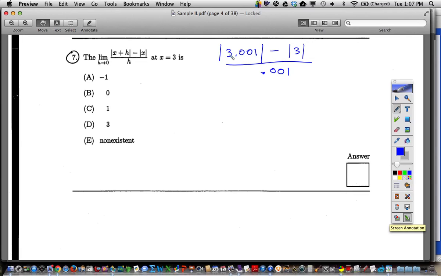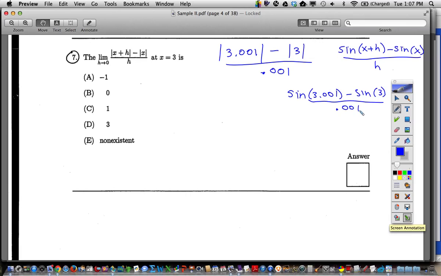In other words, if I would have changed, let's just change this function to sine of x plus h minus sine of x. Now, notice how this looks very much the same, right? So now if we put a 3 in there and a 0.001, so now we have sine of 3.001 minus sine of 3 over 0.001. Correct? Now we have difficulty there, right? Because we don't know what sine of 3.01 is minus sine of 3. And so that would be tough.